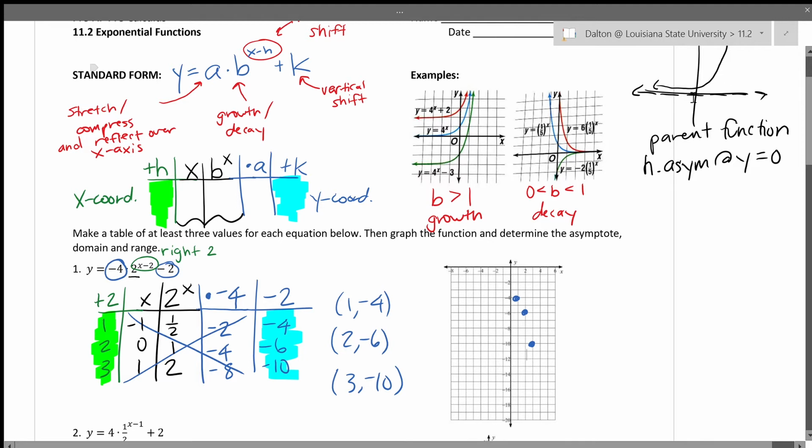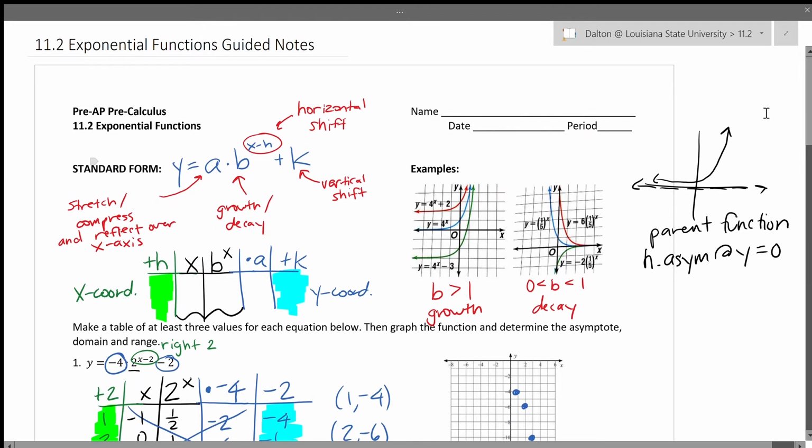Well, when we shifted this, so let's think what we did. We shifted this to the right 2, which doesn't affect the asymptote because it's just going left to the right. We stretched it by 4. We flipped it over the x-axis, which, again, because the asymptote is the x-axis, doesn't affect anything. And then we shifted it down 2. So where do you think the horizontal asymptote is probably going to be for number 1?